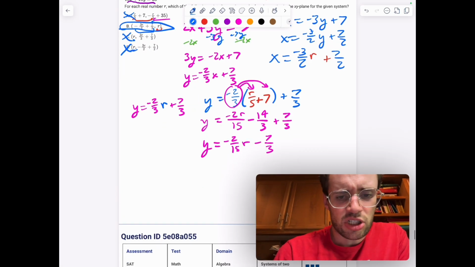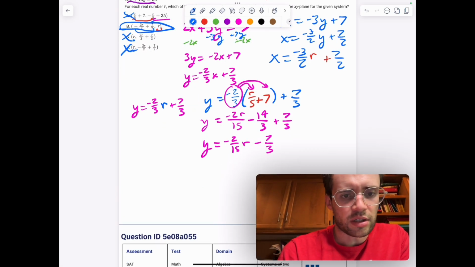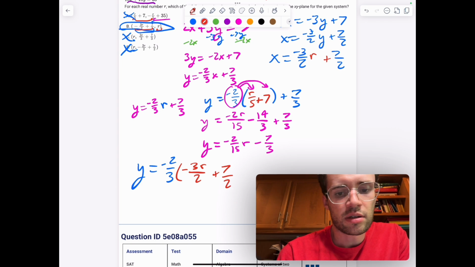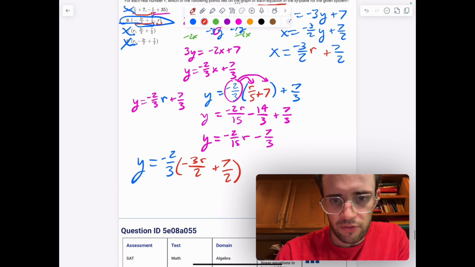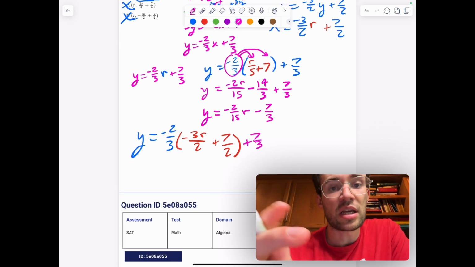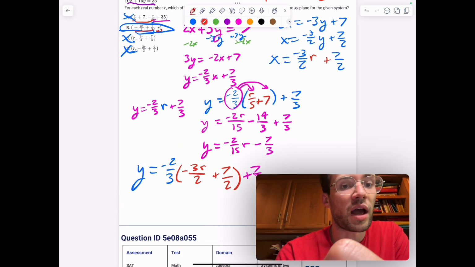And again, I'll just show, since we already have it here, if you did want to use just that y value, it would give you the same thing. So you'd say y equals negative 2/3, and instead of x, we'd be plugging in this x value, which is, in parentheses, negative 3r over 2 plus 7/2. And then you still have to finish it off, which was plus 7/3, the y-intercept. And now you just simplify that, and it should give you r, which was the corresponding y value for that.